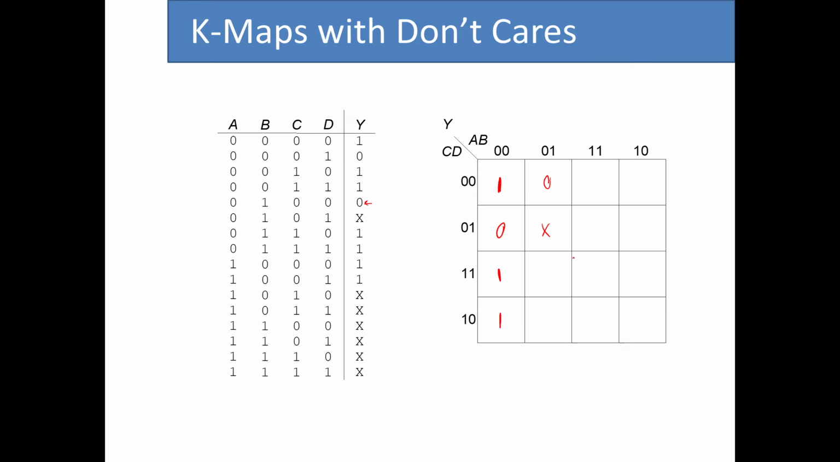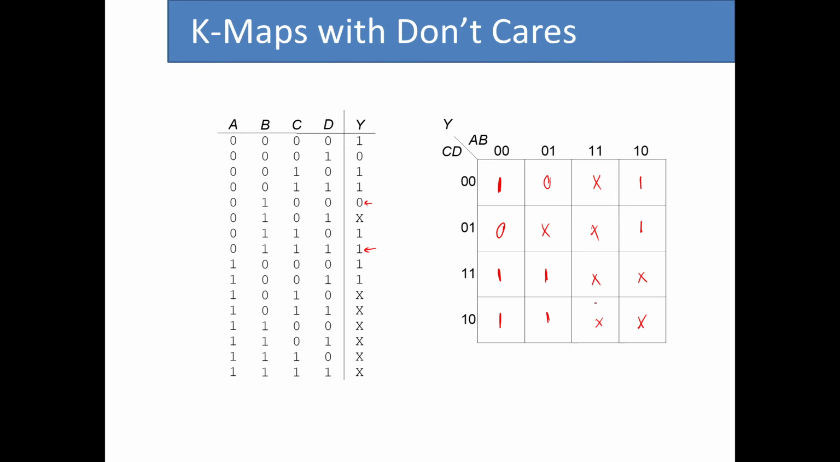For 0, 1, 1, 0, the value is 1. And for 0, 1, 1, 1, the value is 1. So this one is the last one that I just put inside the table. For 1, 0, 0, 0, the value is 1. For 1, 0, 0, 1, the value is 1. And for the rest of the values in the table, the value is going to be don't care. So don't care, don't care, don't care, don't care, don't care, and don't care.